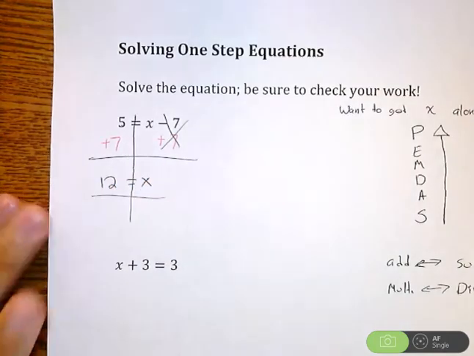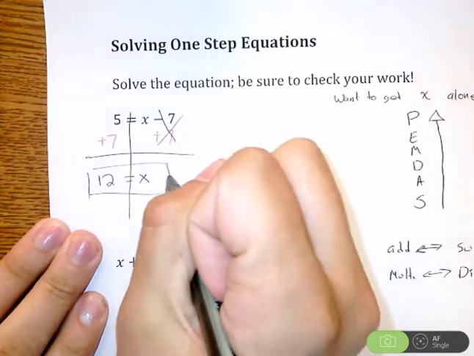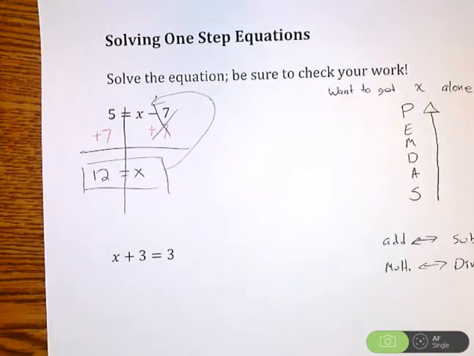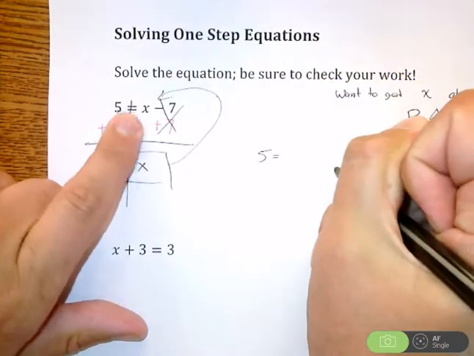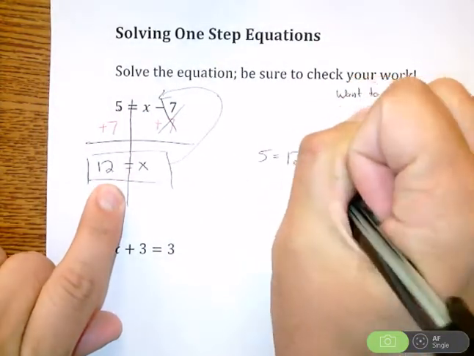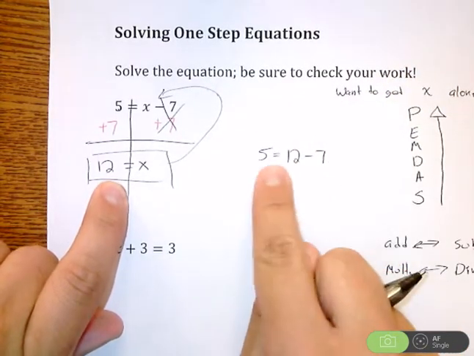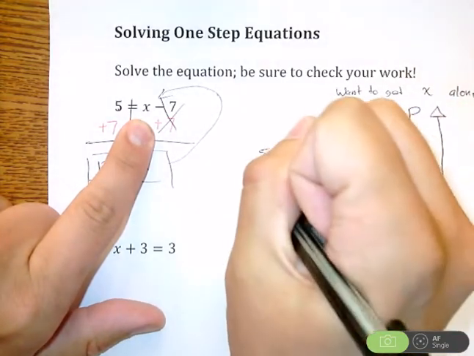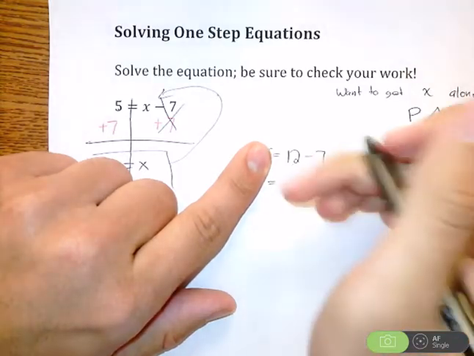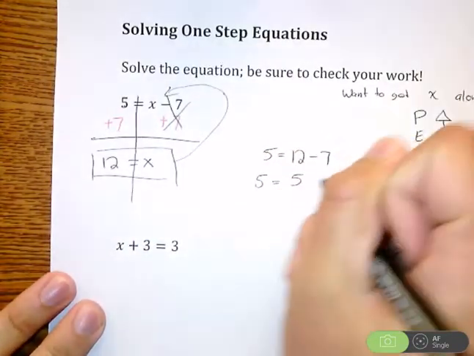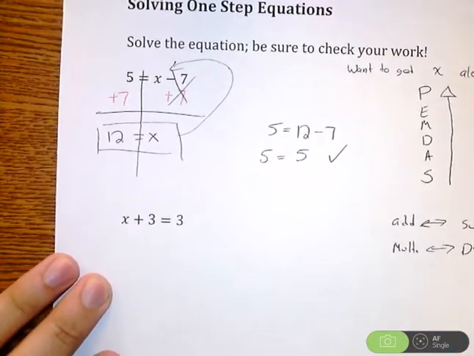So I believe this is my answer, but I want to check my work. The way to check your work is you take your answer, plug it back in, and see if both sides equal the same number. So checking it would have 5 equals, instead of x, let's put 12 minus 7. And we want to simplify both sides of the equal sign to see if they equal each other. On the left side I have 5, so nothing to do with that, it stays 5. On the right side I have 12 minus 7, which is 5. So I get 5 equals 5, which is true. Therefore I know x equals 12 is my answer.